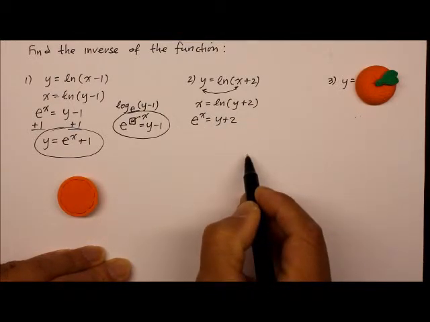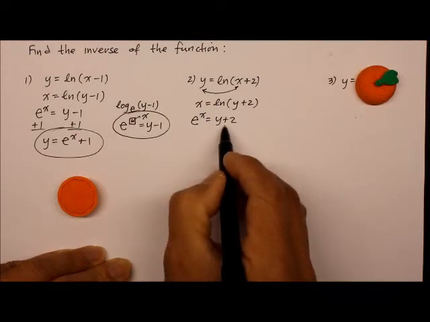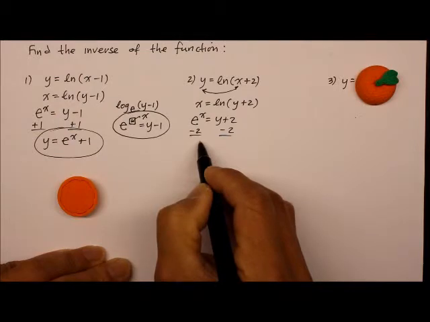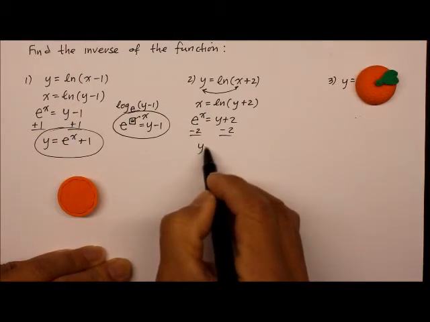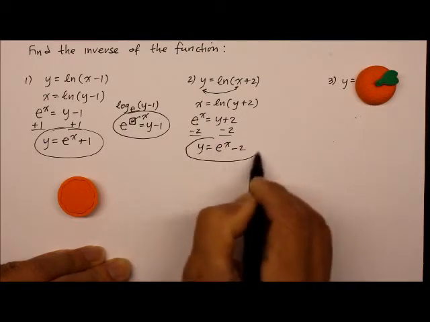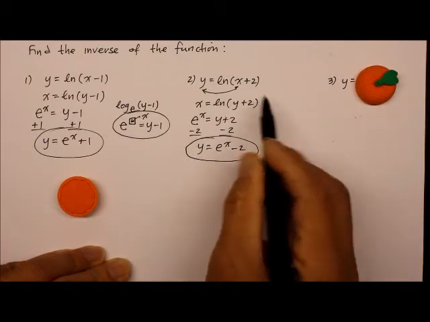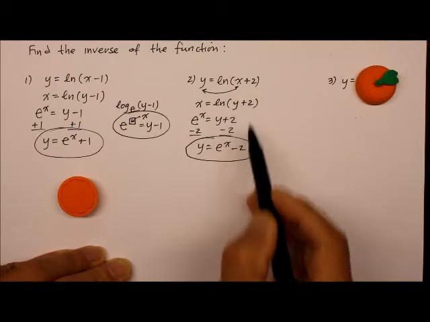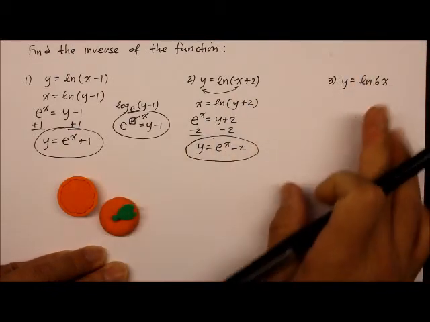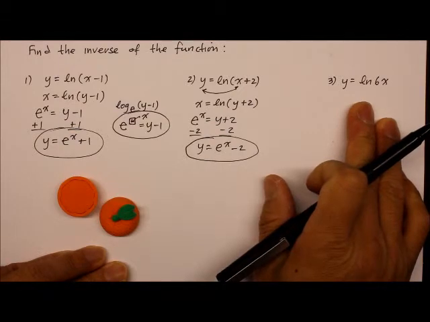And to make it into a function form, we're going to subtract the 2 from both sides of the equation. And if I write it in some sort of a standard form, we get y is equal to e to the x minus 2. And this function is now inverse to the original natural log function. And finally, how about that one? It's a little tricky.